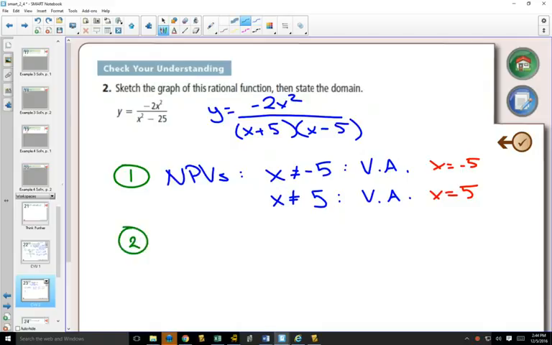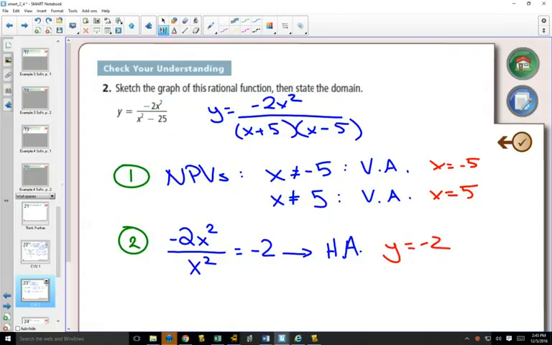Step 2. What is the highest power, the largest degree? X squared. We have -2x squared on the top and 1x squared on the bottom. This simplifies to -2, which means we have a horizontal asymptote at y equals -2.